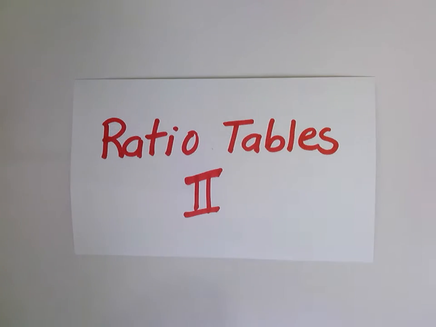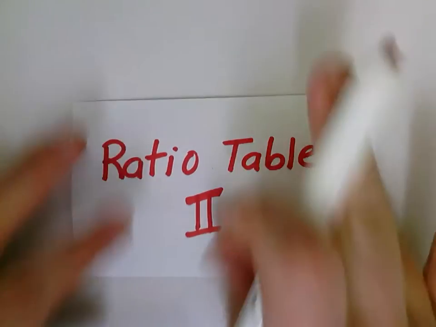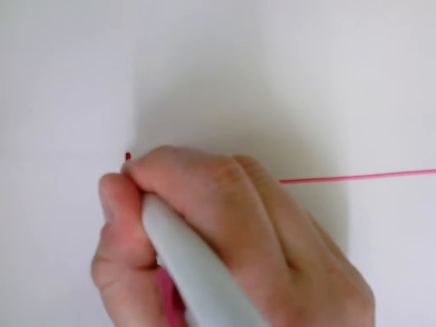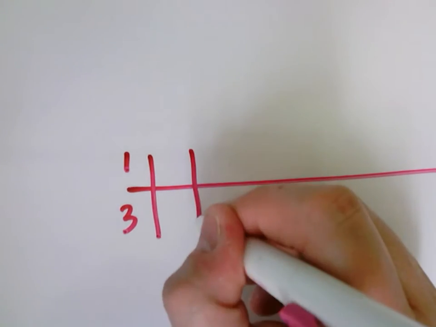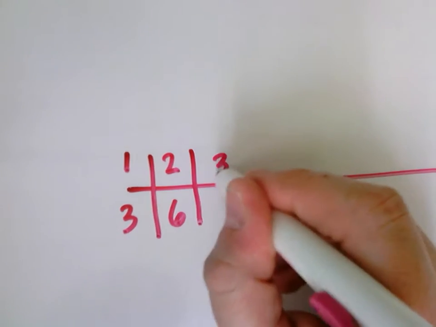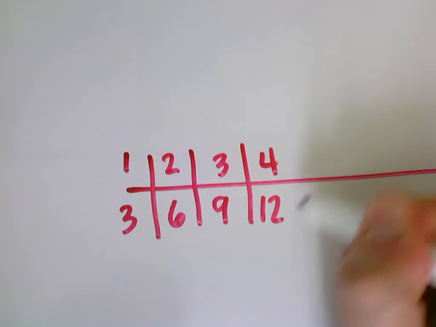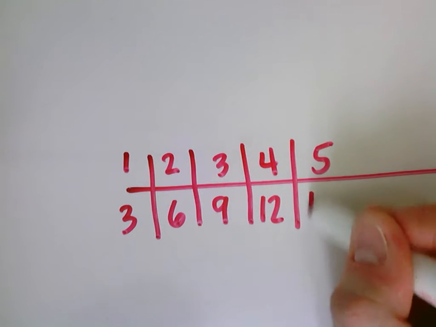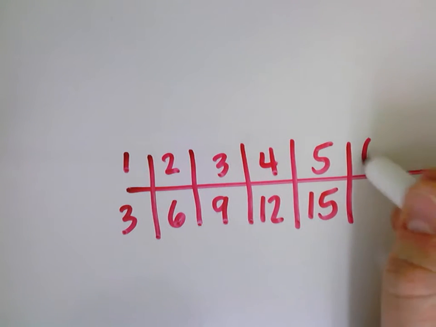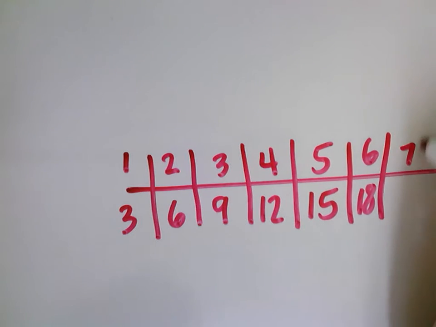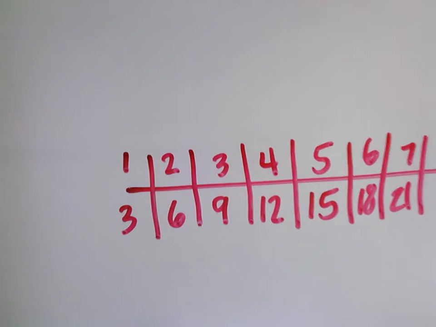Let's talk about writing a ratio table. A ratio table can show us different multiples of numbers. Let's say I wanted to make a ratio table of the multiples of 3. I can say 1 times 3 is 3, 2 times 3 is 6, 3 times 3 is 9, 4 times 3 is 12, 5 times 3 is 15. I'm just going to go up to 7. Okay, so here is a ratio table.